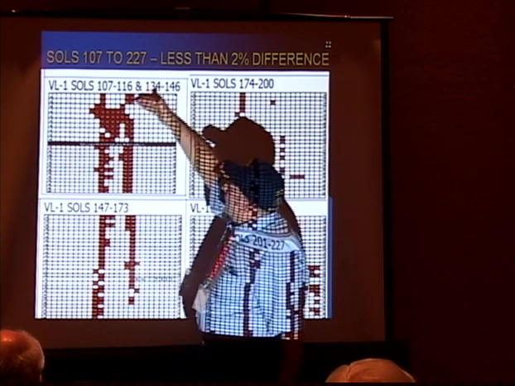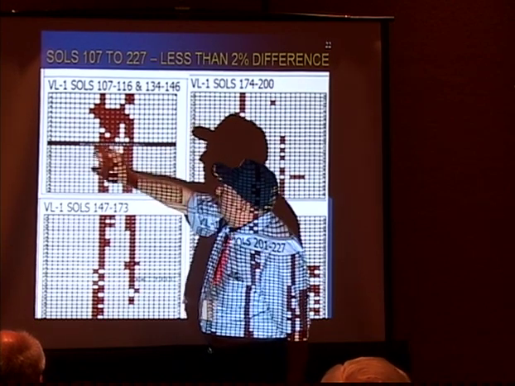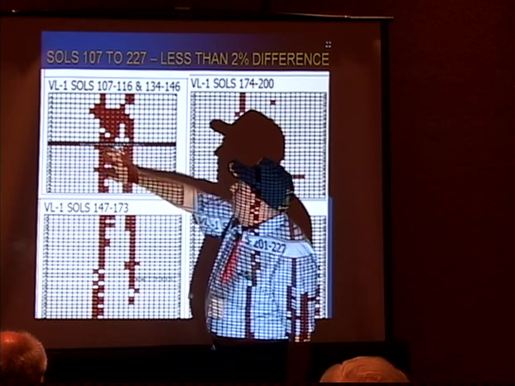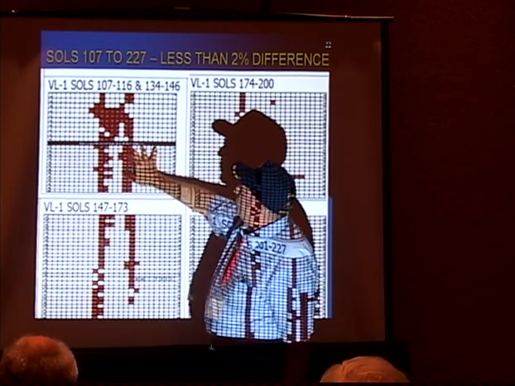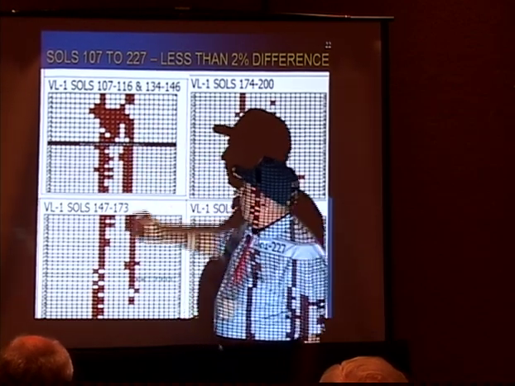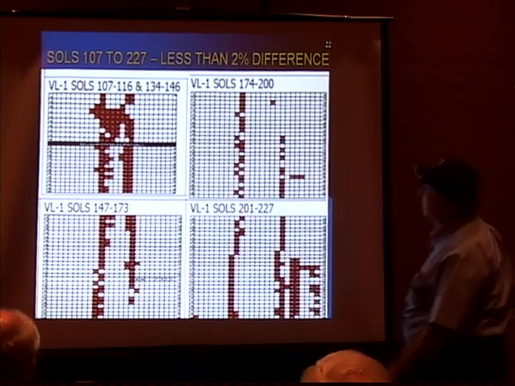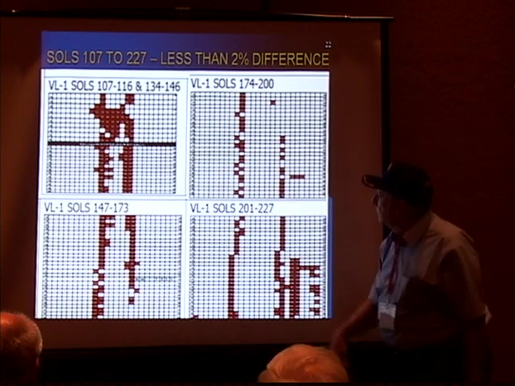Okay, we have data, mostly a midday type thing. I'm not too sure what was going on with the RTGs earlier on, but there was a break in data here between sols 116 and 134. Sols 147 to 173 down here, it starts to separate again, 174 to 200 like this.